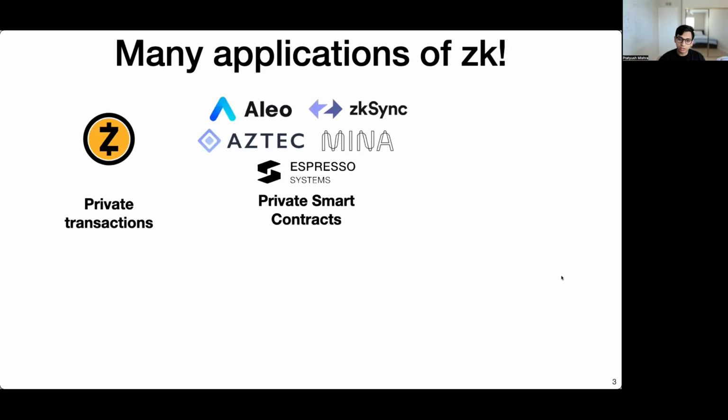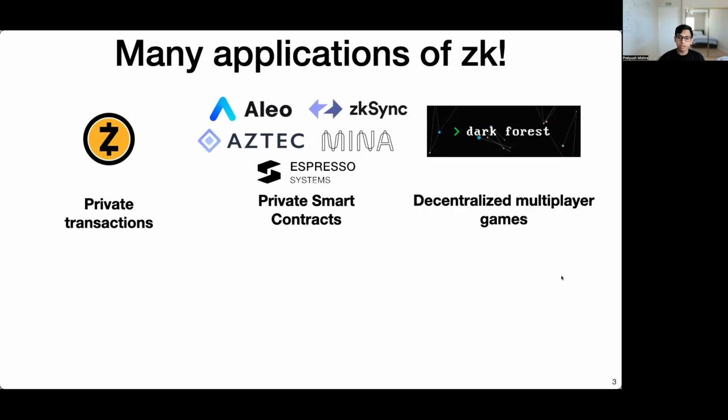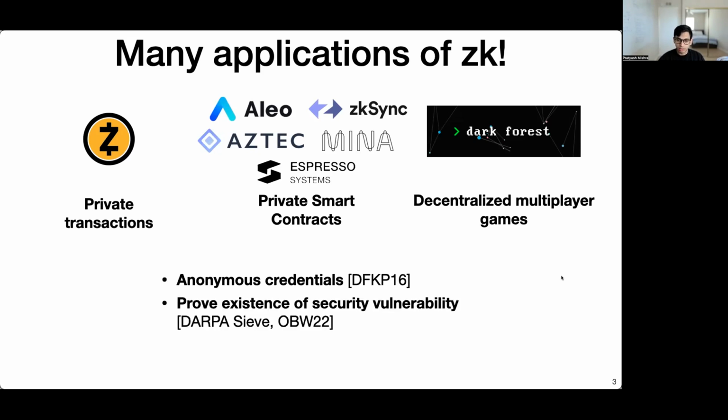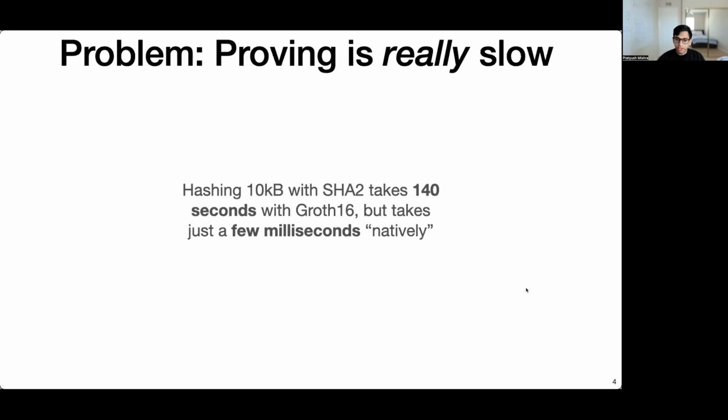So things like private transactions, private smart contract systems, decentralized multiplayer games which have hidden state but are running on public chains. Things like anonymous credentials. A bunch of other applications. And all of these, in some sense, rely not just on the succinctness part of the SNARKs, but particularly on the zero knowledge part. Like they really rely on the privacy aspect of these proof systems. Okay. All right. There are already a bunch of these applications.